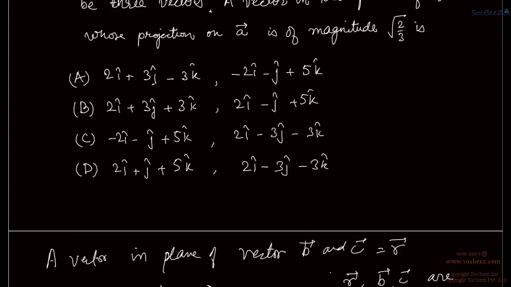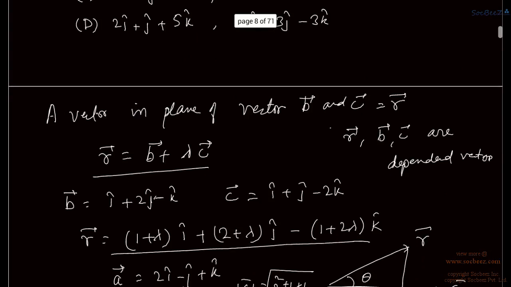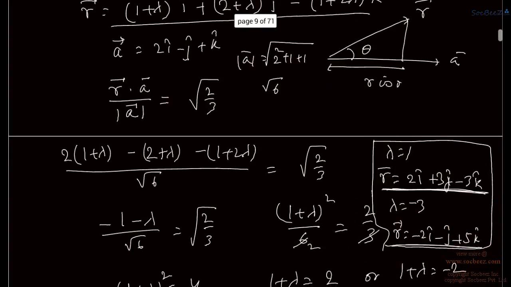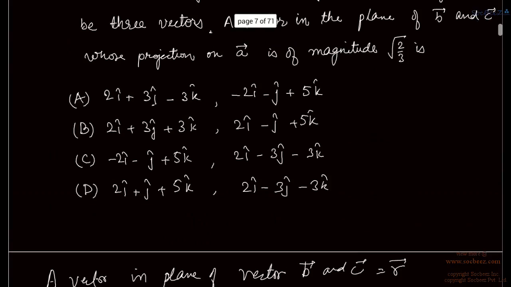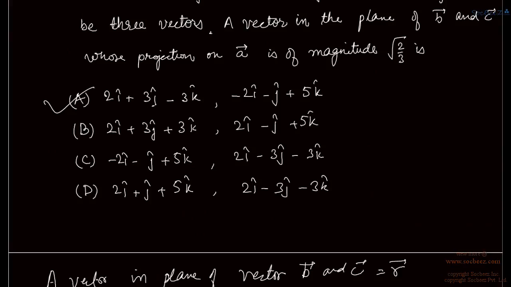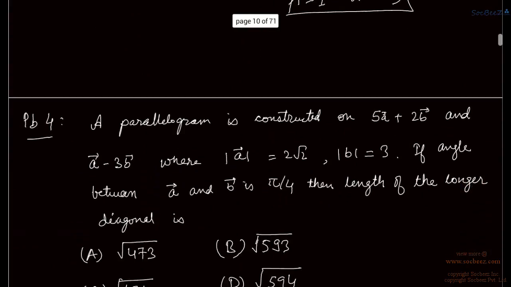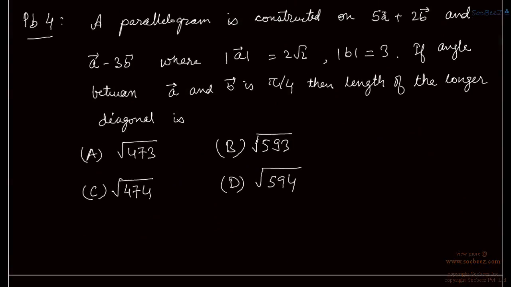So from here option A seems to be correct: 2i plus 3j minus 3k, 2i plus 3j minus 3k, and minus 2i minus j minus 5 plus 5k. So option A is correct one, okay. So now moving to the next question.